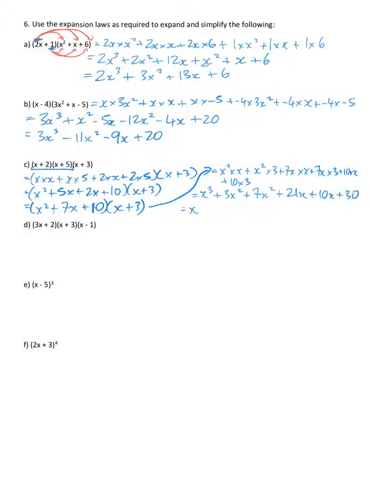Collect like terms, x cubed. If I've got 3x squareds and another 7x squareds, I have 10x squareds. If I've got 21x's and another 10x's, I have 31x's and the 30 on the end.